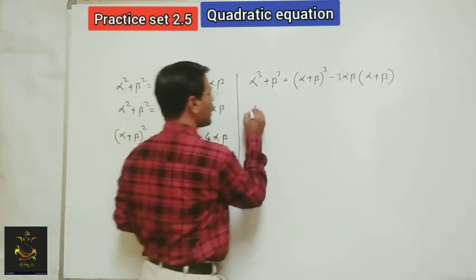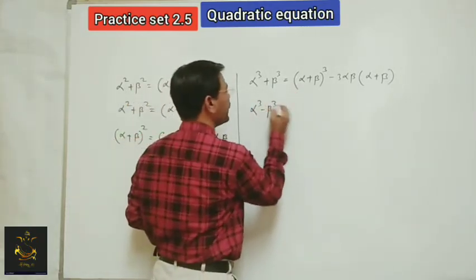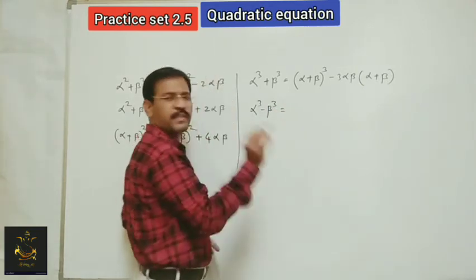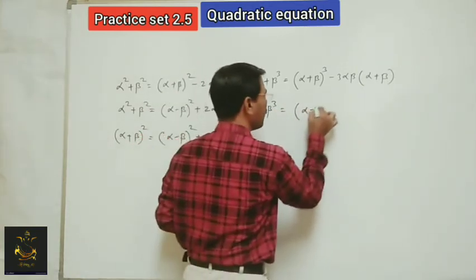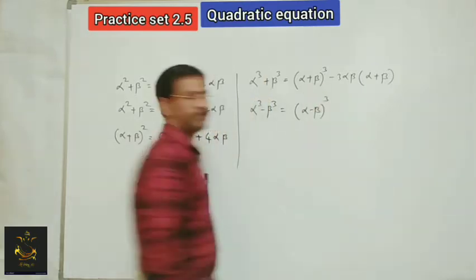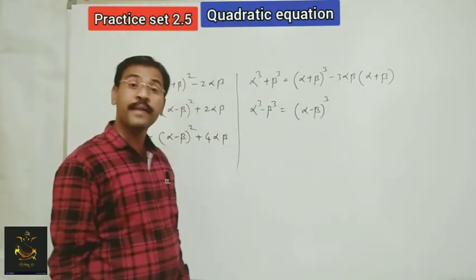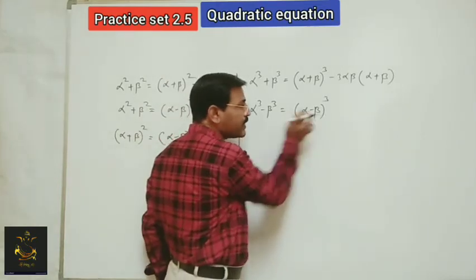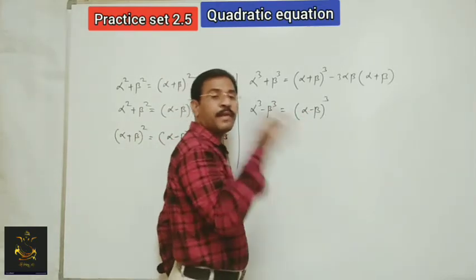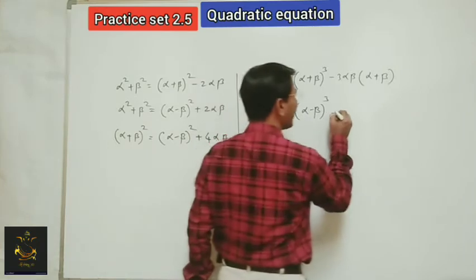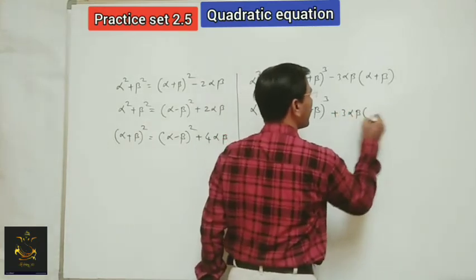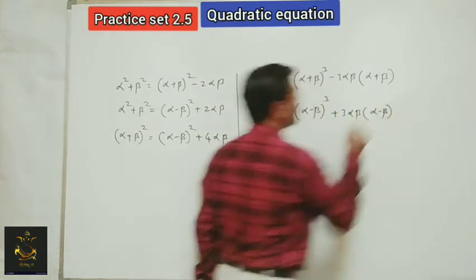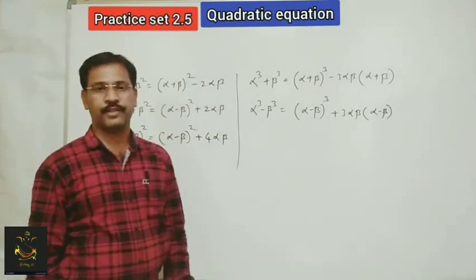Similarly here, alpha cube minus beta cube. Here also it is very similar. I'll write here (alpha minus beta) cube. What will come here now? Here it is minus 3 alpha beta into (alpha minus beta), which is an extra term. So we will write here plus 3 alpha beta into (alpha minus beta). Like this we can write.